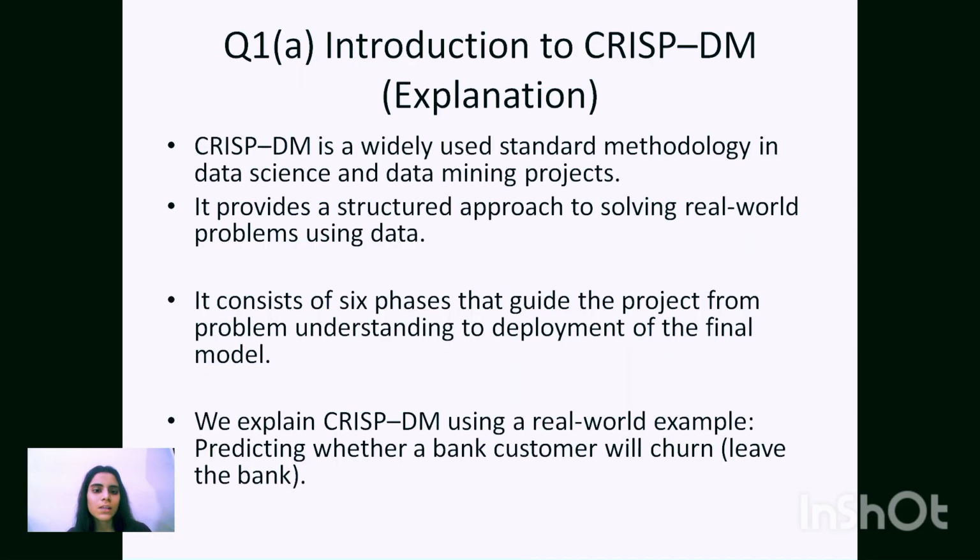So the answer is, CRISP-DM is a widely used standard methodology in data science and data mining projects. It provides a structured approach to solving real world problems using data. It consists of six phases that guide the project from problem understanding to deployment of the final model. We explain CRISP-DM using a real world example: predicting whether a bank customer will churn.